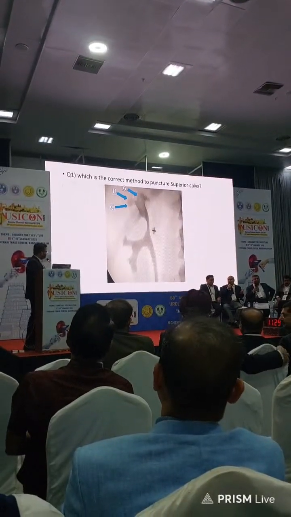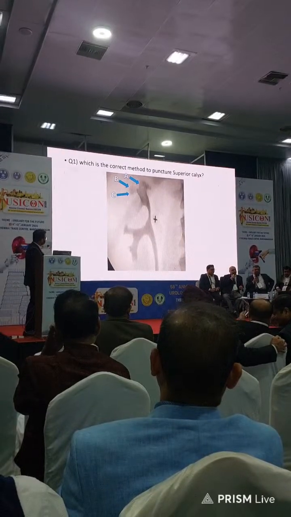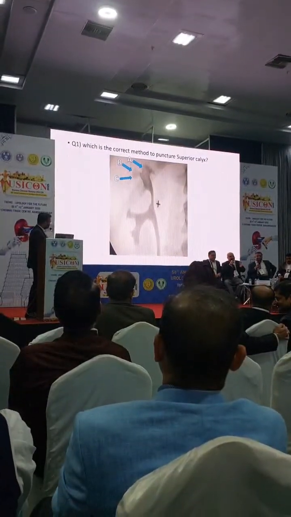We have to go more lateral, no doubt about that. Yes, we have to go through the thorax in this case because we are doing the supracostal puncture. Next is that direction; that should be our direction.